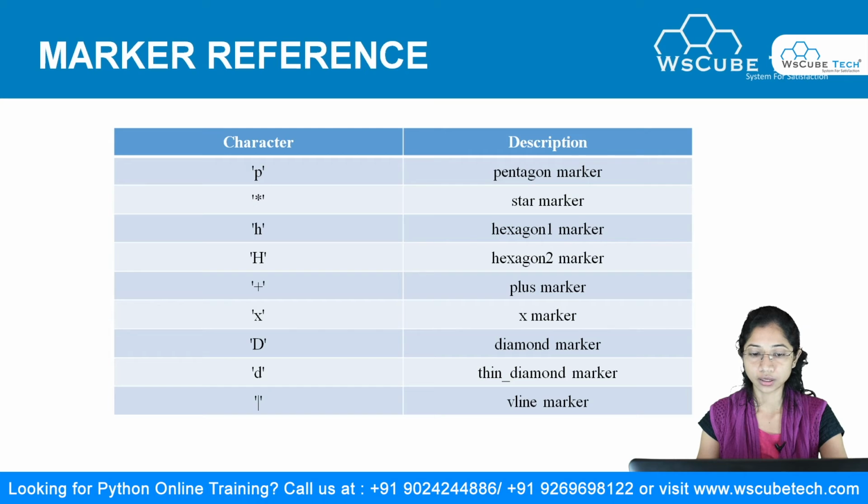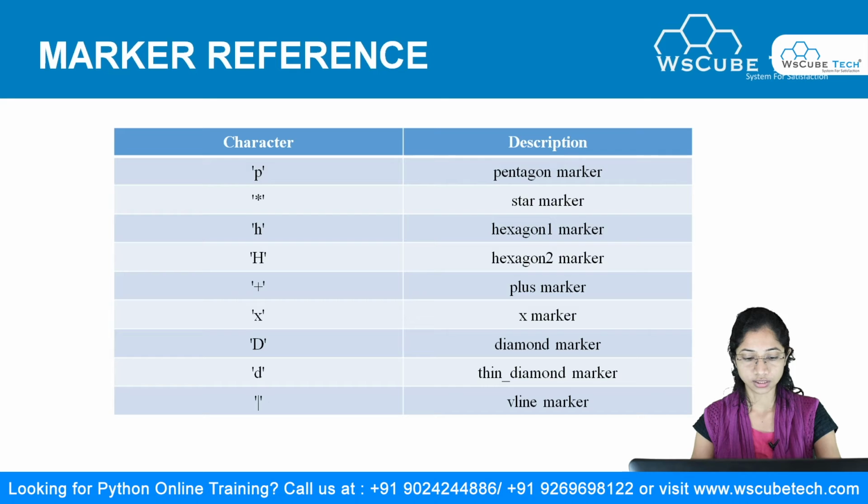Then we have another set of markers over here. If you type the small letter h, in lowercase, it will give you the hexagon 1 marker, then the hexagonal 2 marker. So these are all the markers provided over here. I will also show you the star marker. So you can check all this out.